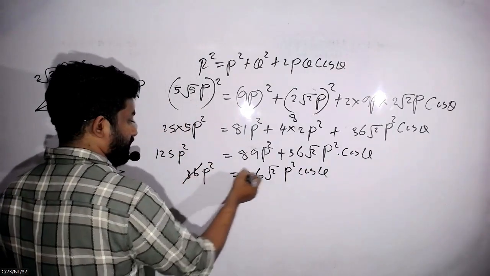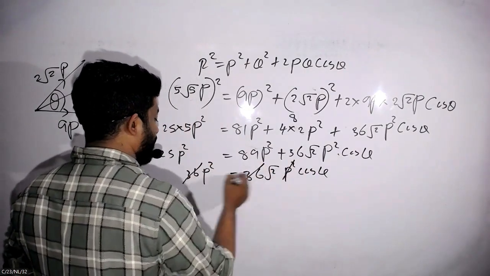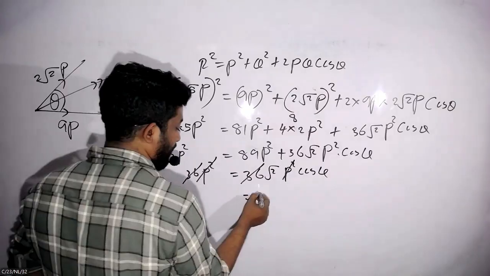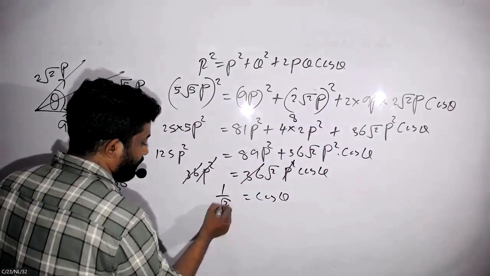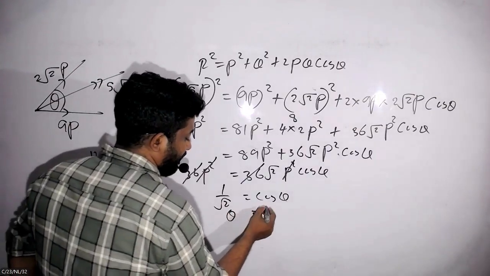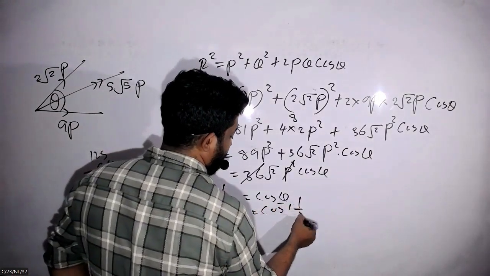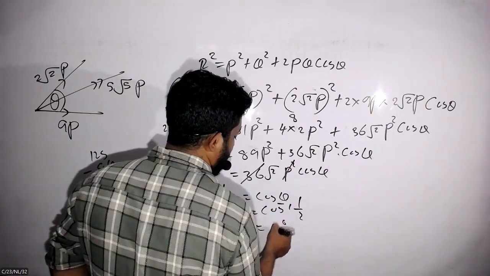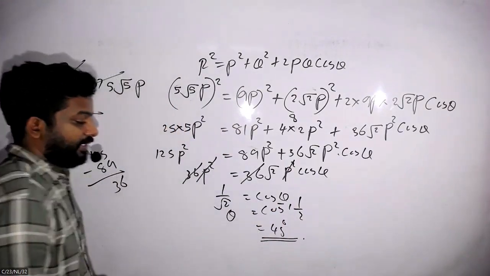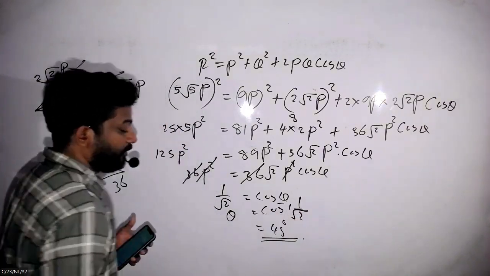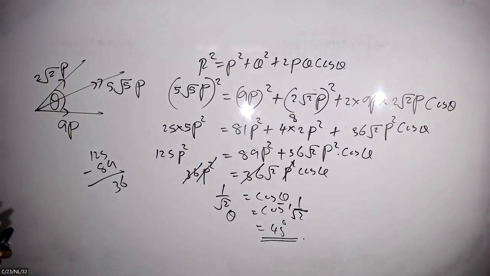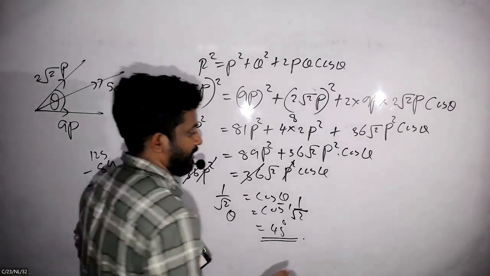Then 36 and 36 cancel out. P squared and P squared cancel out. Then cos theta is equal to 1 over root 2. Then theta is equal to cos inverse 1 over root 2. The angle is 45 degrees. Right? Cos inverse of 1 over root 2 is 45 degrees. The answer is the first one. Right?